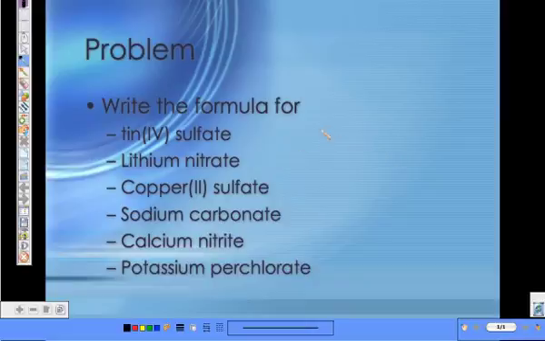Calcium nitrite. Calcium is 2 plus. What about nitrite? NO2 minus, right. ITE ending, not ATE. And it's ITE, not IDE. Those sound very similar. Nitrite and nitride sound very similar, but they're different ions. So what's our formula?